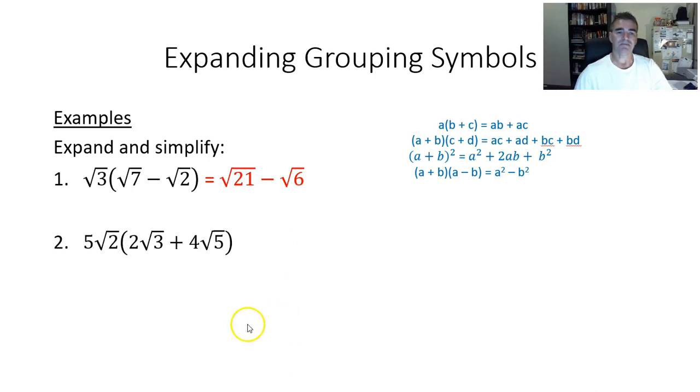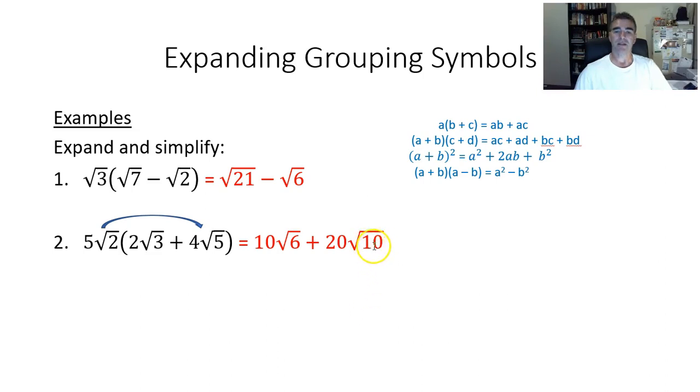So another example, a little bit more difficult this time because we've got coefficients of the surds now. So 5 root 2 is multiplying all of that. So let's multiply our first term by the 5 root 2. So we're going to get 5 times 2 is 10, and root 2 times root 3 is root 6. So we're going to get 10 root 6. Now we'll multiply our second term by that 5 root 2. So again, 5 times 4 gives us the 20, and 2 times 5 gives us 10. So we'll get positive 20 root 10.